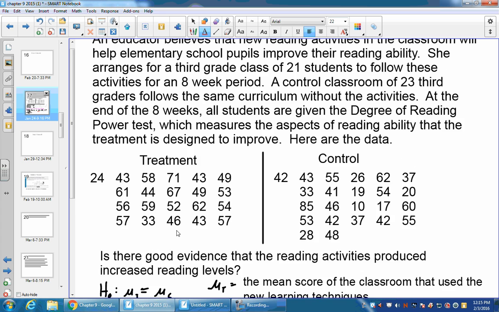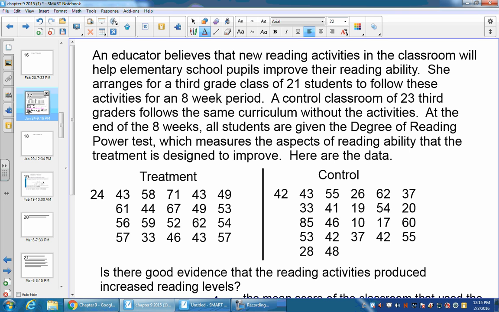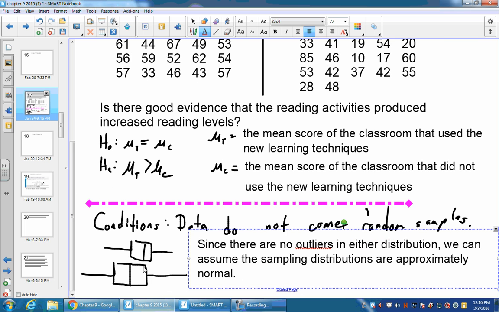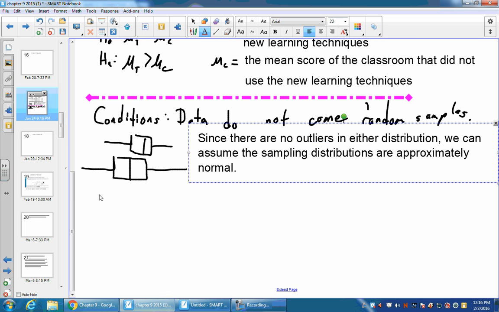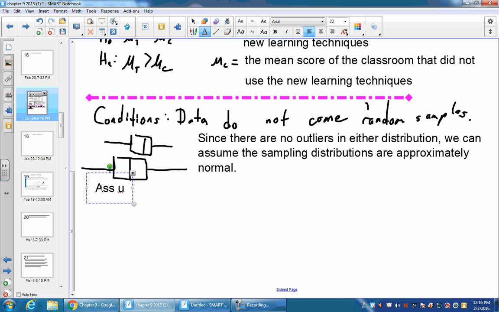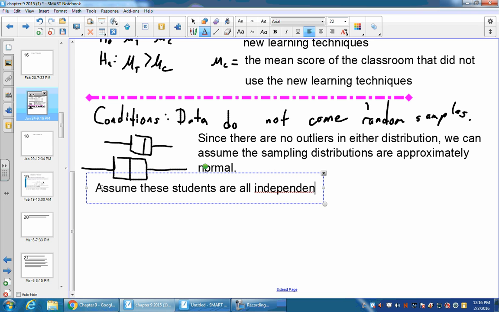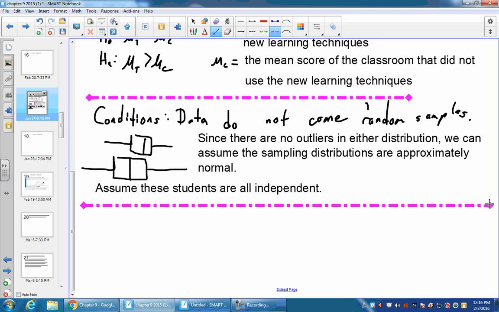Now for independence, in this class, they did not randomly assign. So let's just say assume these students are all independent. All right, so we're assuming independence. We're talking about normality with the box plots, and they don't come from random samples. Wonderful. So now we can move on to calculations.